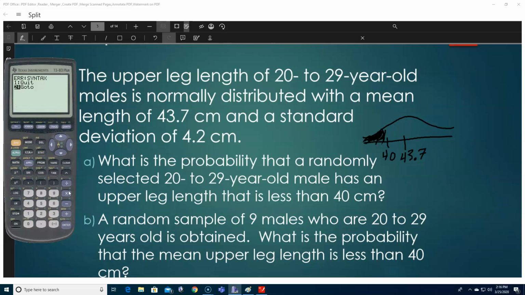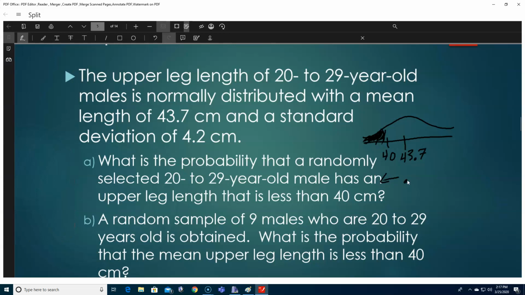Oh, I'll put a subtraction sign instead of a negative. It happens. We get the probability of 0.189. So then the answer for A is 0.189.